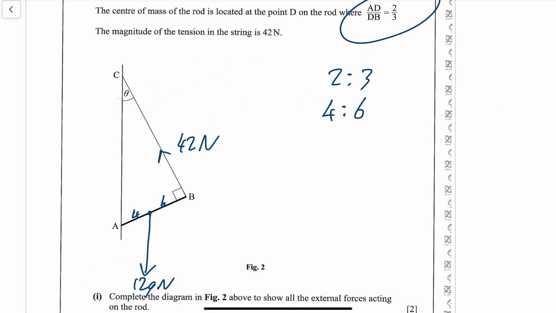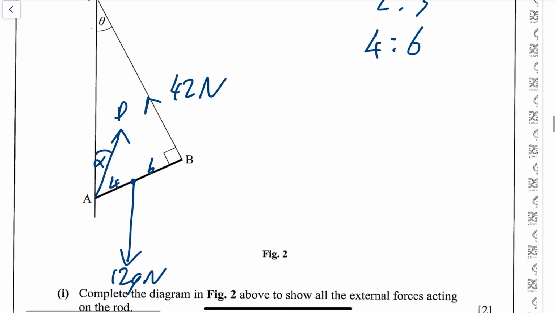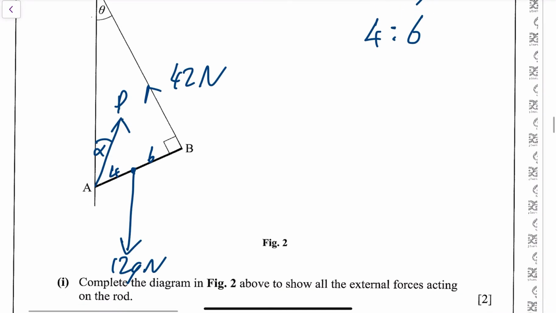Okay, right. I'm also going to mark on the force from the hinge, P, and I'm going to do it at an angle alpha to the vertical. This isn't very typical of the way I would normally do these, but it's just because it's a bit awkward having it drawn on anywhere else. So I'm just marking my P on that way this time.